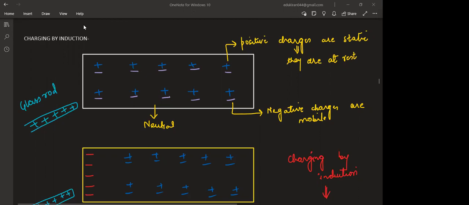Yes, the positive charges remain at rest, negative charges move on.